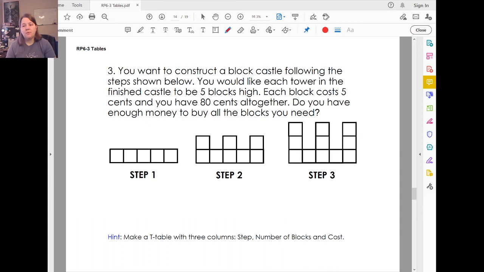You want to construct a block castle following the steps below. You'd like each tower in the finished castle to be 5 blocks high. Do you have enough money to buy all the blocks you need? I'm going to go ahead and let you work on this extension on your own.